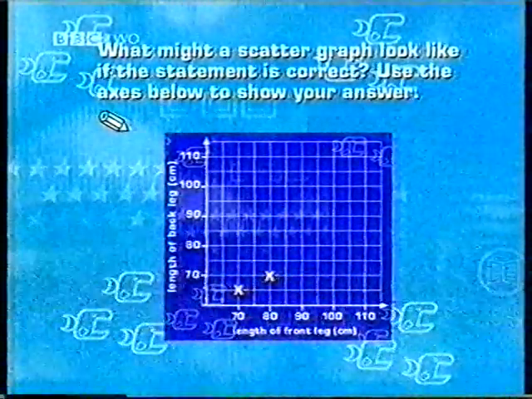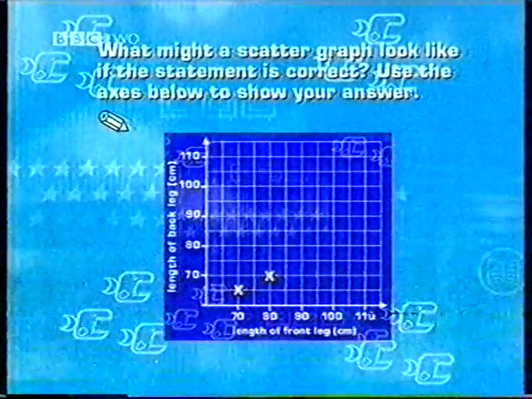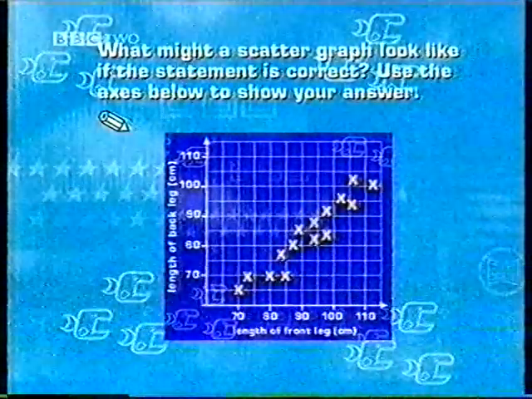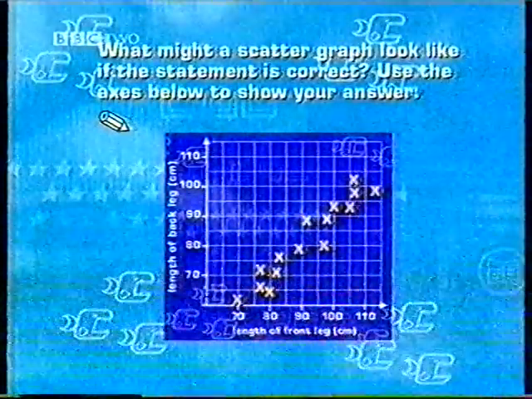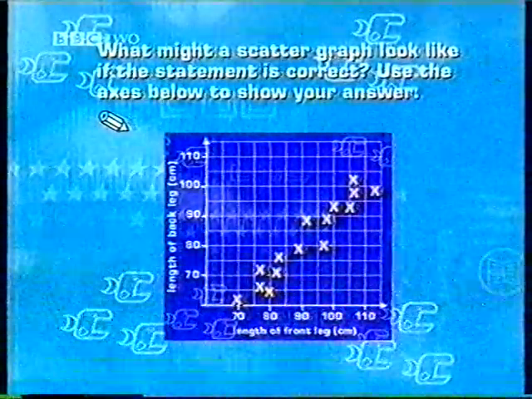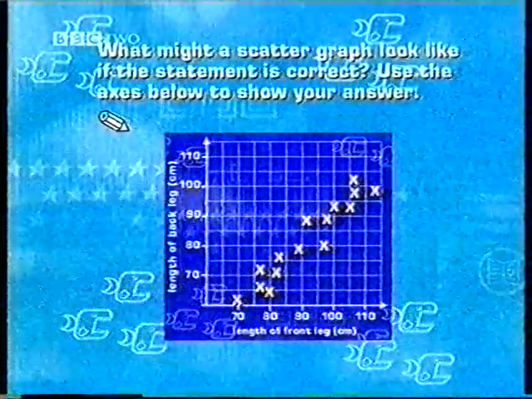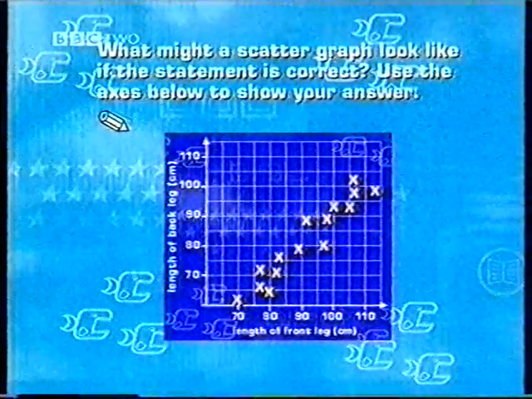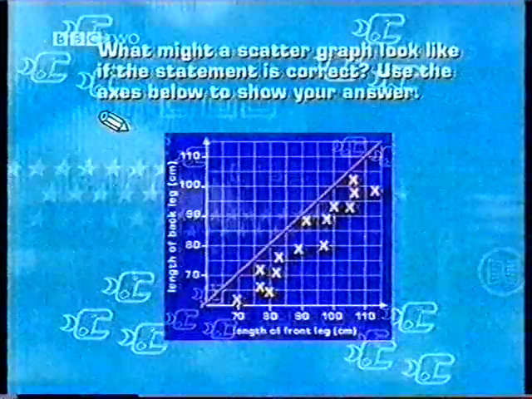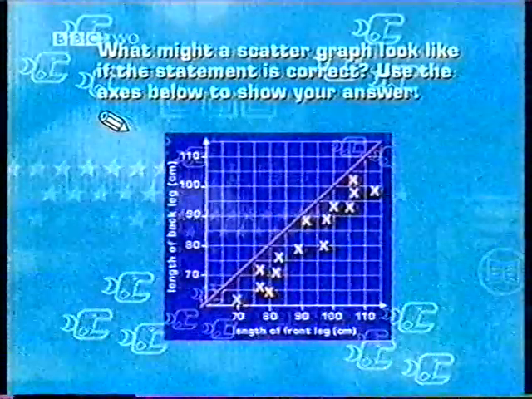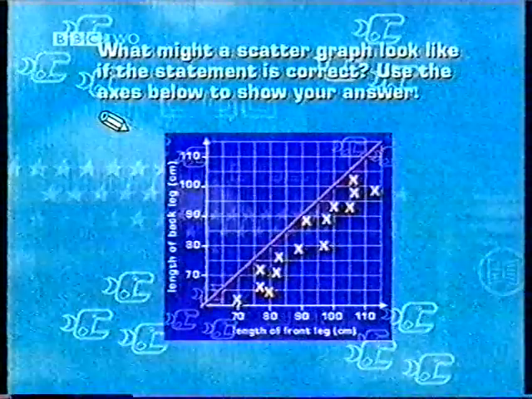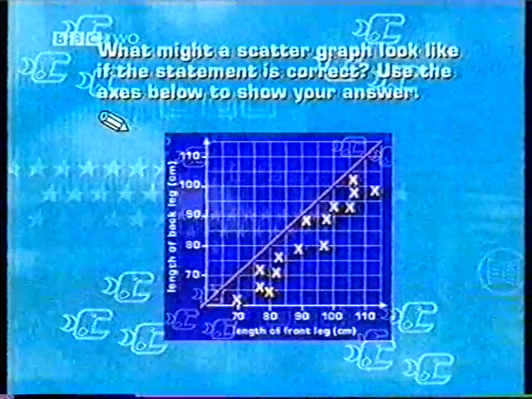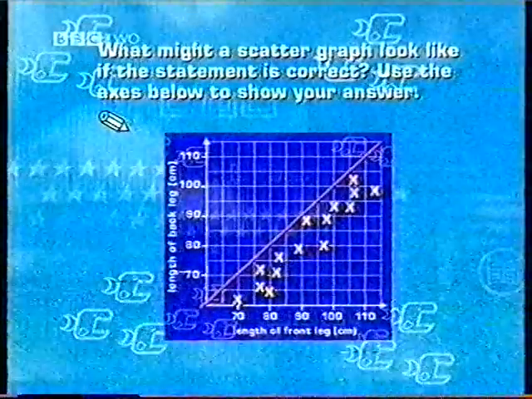If we continue to plot points in this way, our scatter diagram may look like this, or like this, or like this. Notice that in all these scatter diagrams, all the points lay below an imaginary line across here, where the length of the front leg equals the length of the back leg. As long as all the points on your scatter diagram lie below this line, then your answer is correct.